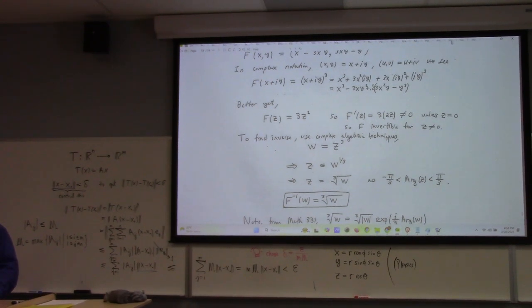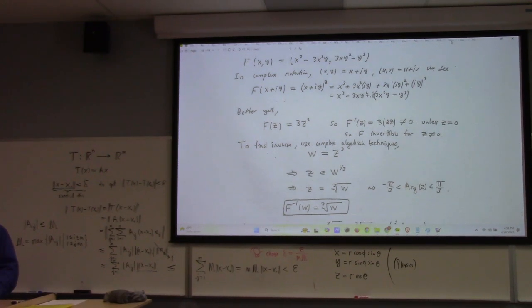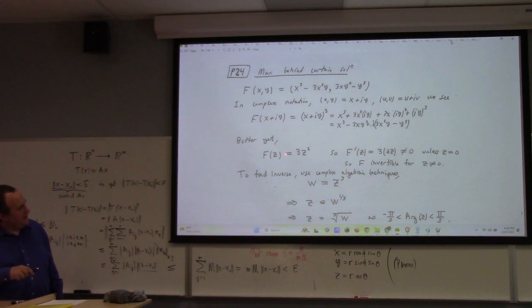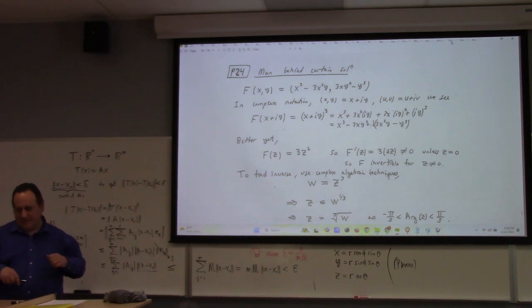Is it 3z squared? No, it's z cubed. F prime is 3z squared. I just accidentally wanted to divide to get this. Yeah, thank you.